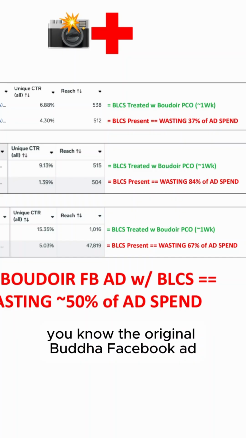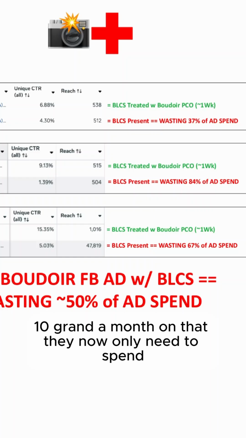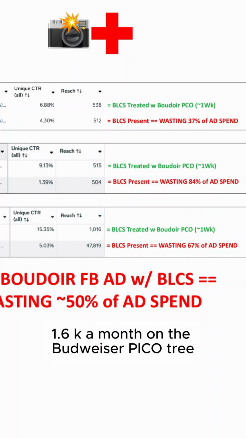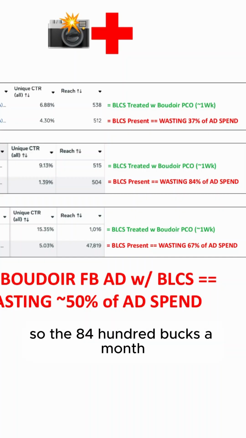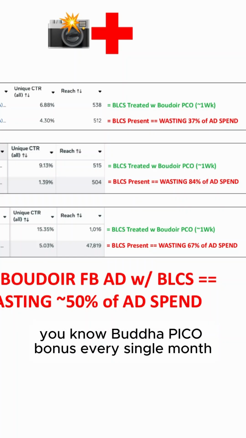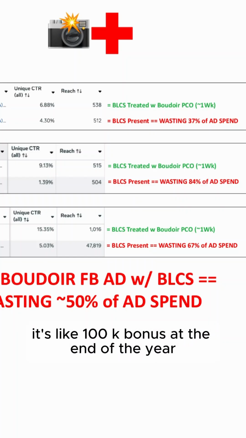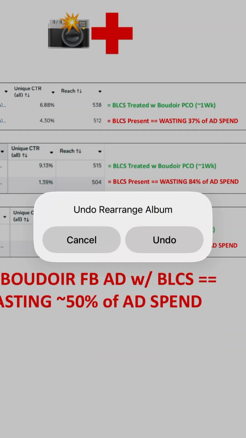For the original Boudoir Facebook ad, they're spending 10 grand a month on that. They now only need to spend 1.6K a month on the Boudoir Pico treated ad to get into the same number of women's brains. So the 8,400 bucks a month they no longer need to spend, they can pocket it. It's kind of like a phantom Boudoir Pico bonus every single month. That's like a 100K bonus at the end of the year, just because they didn't have to waste that ad spend and give it to the Zuck.